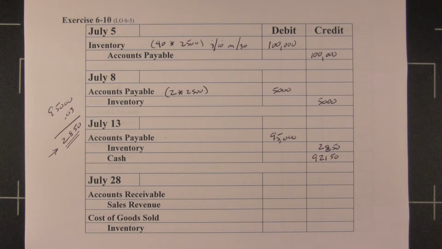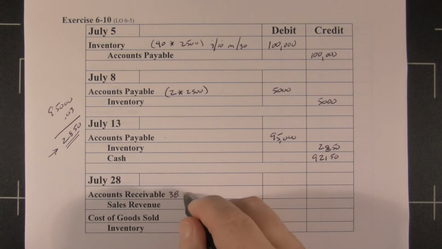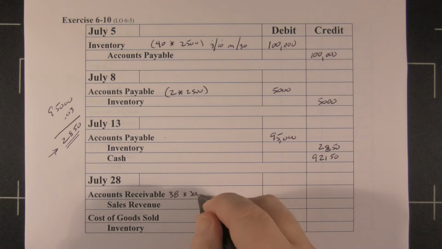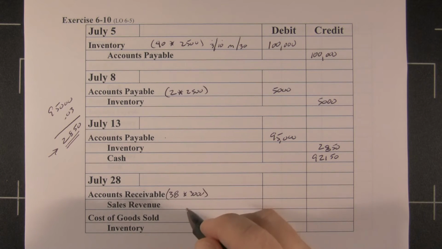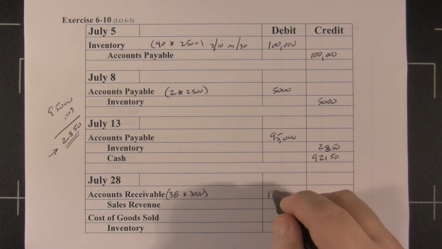Then on the last day of the transaction, we sold the remaining 38 televisions for $3,000 each. So we sell 38 televisions times $3,000 each, and 38 times 3 is $114,000.